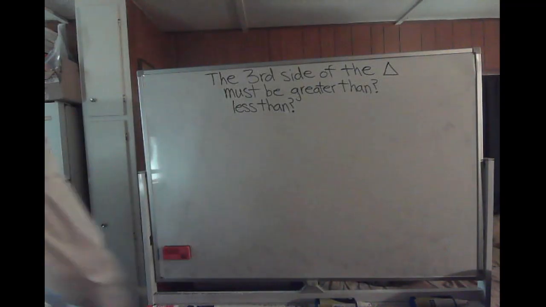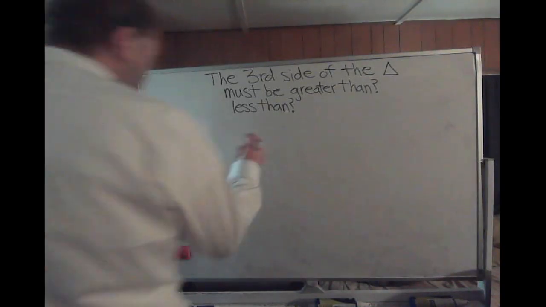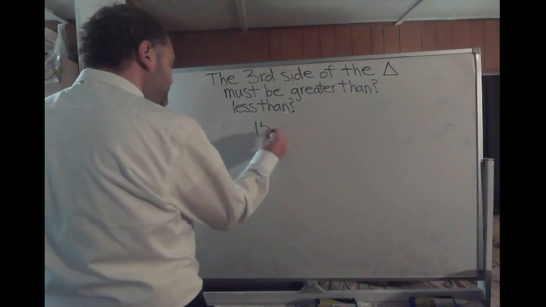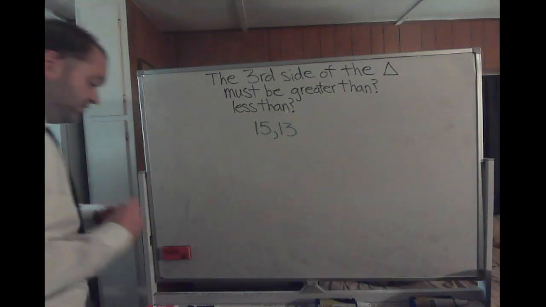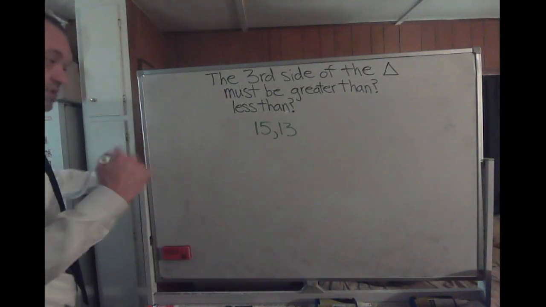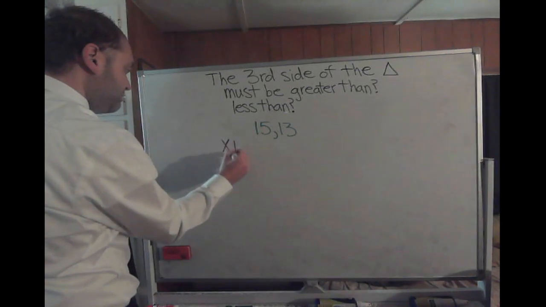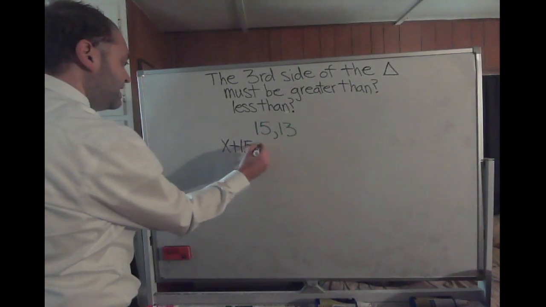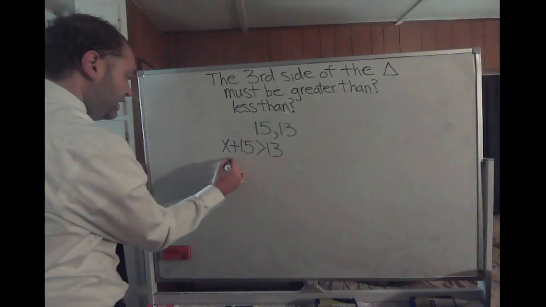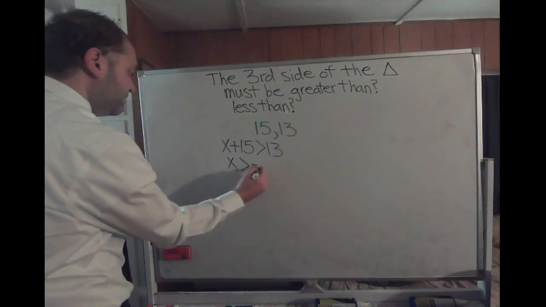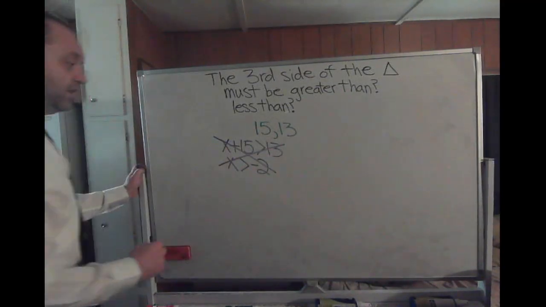What's the next lengths they give us here? Okay, they decide to give us 15 and 13 this time around. So we got lengths 15 and 13. So first, once again, take x plus your first side, which is 15, set that greater than 13, which would have to mean then that x is greater than negative 2. Right away we disqualify that because we have a negative length.